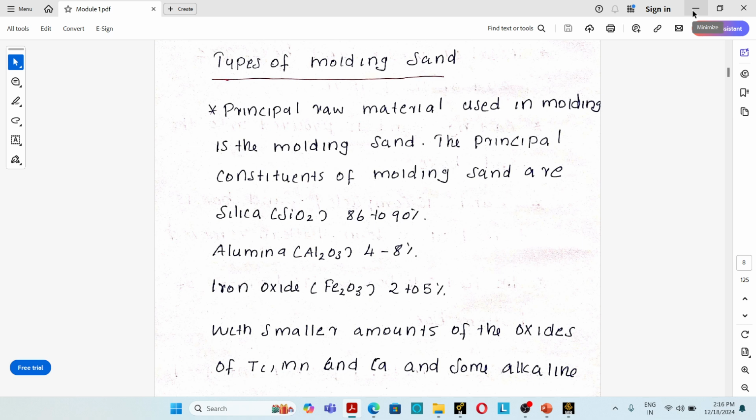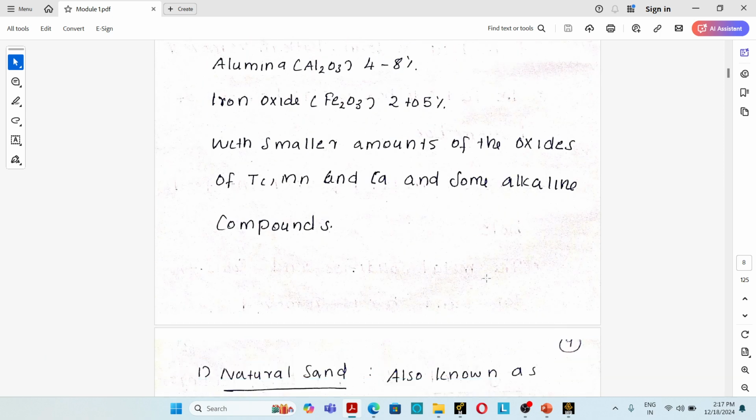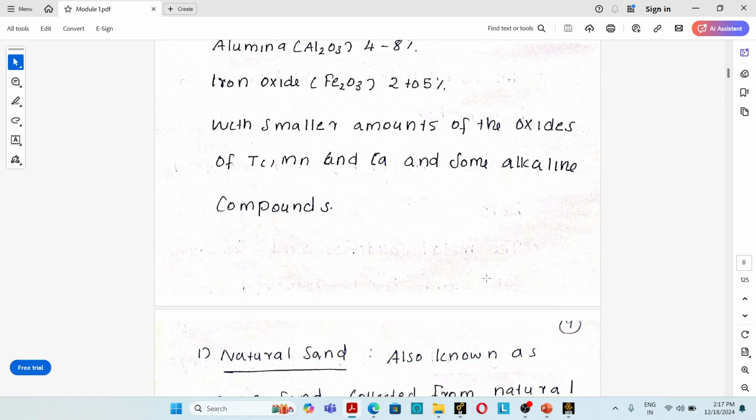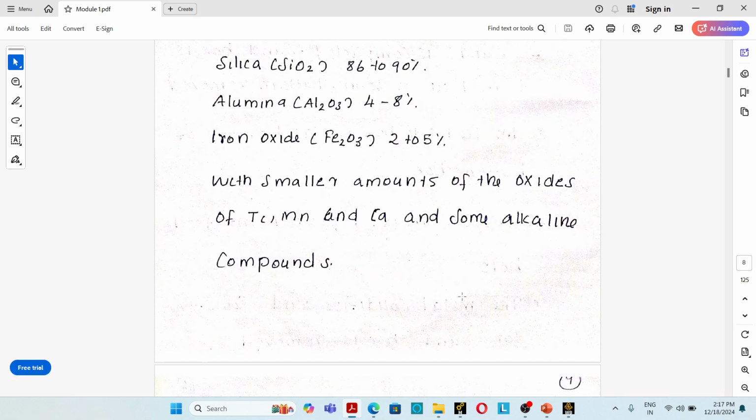Molding sand mainly consists of silica, SiO2, 86 to 90 percent, alumina, Al2O3, 4 to 8 percent, and iron oxide, Fe2O3, 2 to 5 percent, with a small amount of oxides of titanium, manganese, and calcium. Some alkaline compounds are also added to improve the properties of molding sand. So molding sand mainly consists of alumina, iron oxide, and silica.